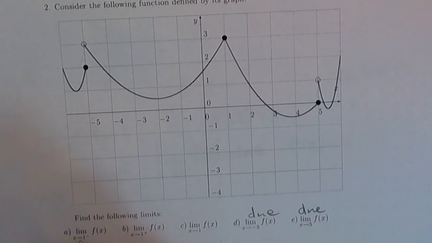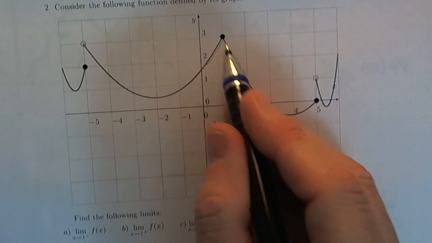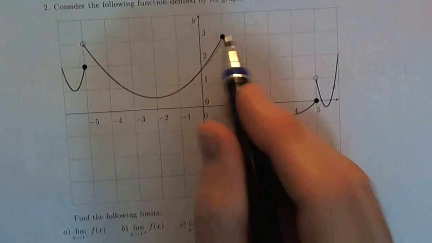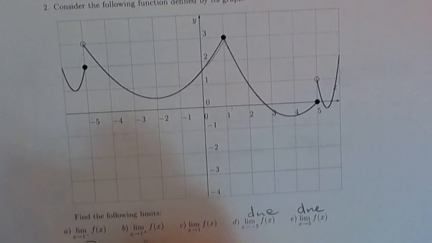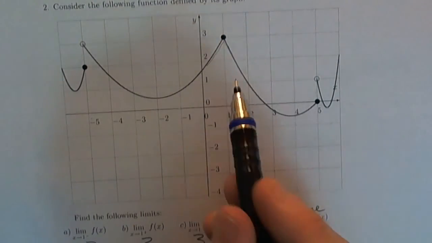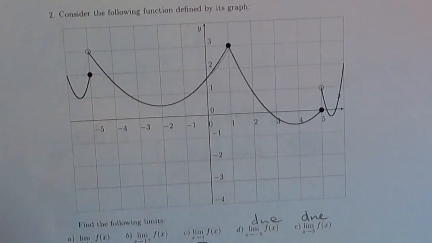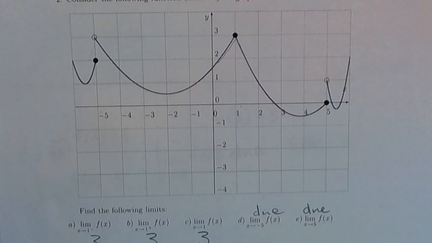However, the limit as x goes to 1, well, the left-hand limit, the right-hand limit, those are the same. They're both 3. See, this is 3 and this is 3. So the limit overall is 3. See, there's no jump or anything. So these are a couple of examples so that you can see how you can evaluate limits just by looking at a graph.